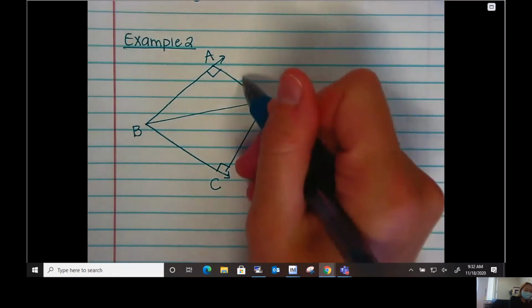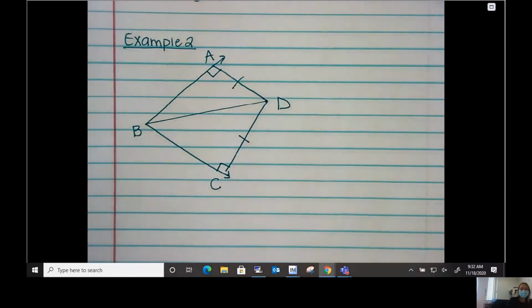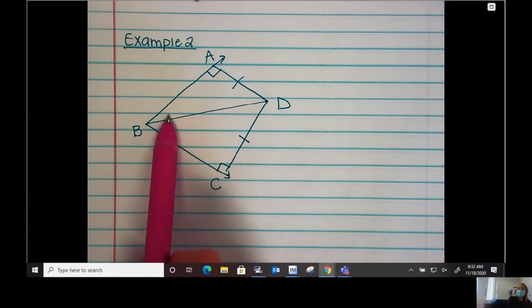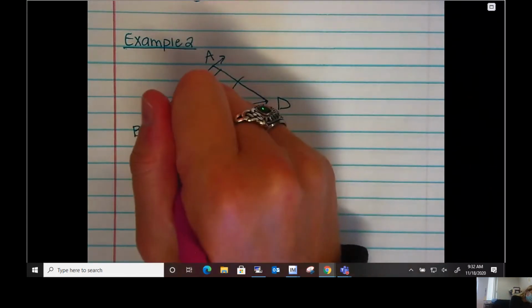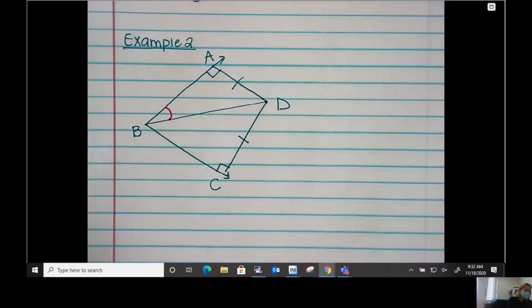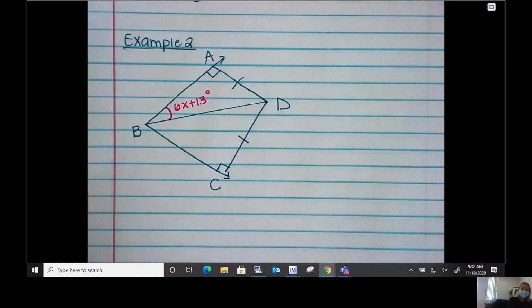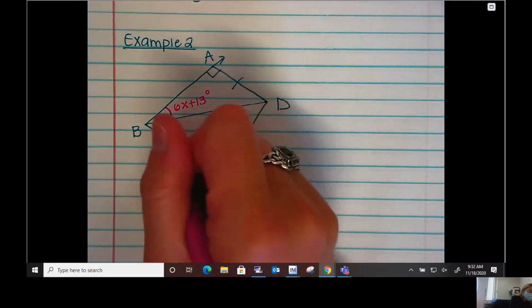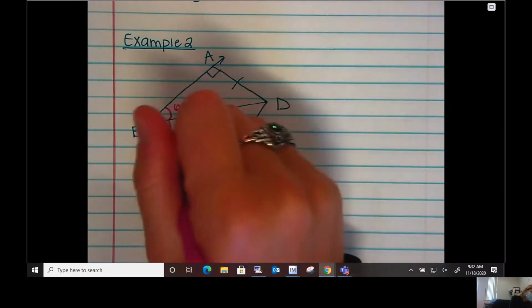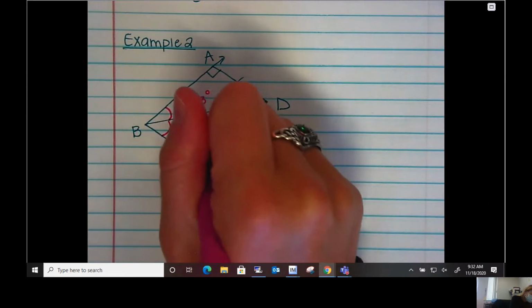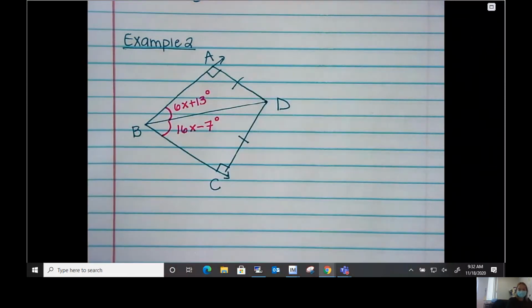Okay, so these pieces are the same. And this time I'm going to give you two angle measures. The first angle measure I'm going to give you is the top one of angle B. So this angle right here is going to be 6x plus 13 degrees. And then the angle right below it is going to be 16x minus 7 degrees.